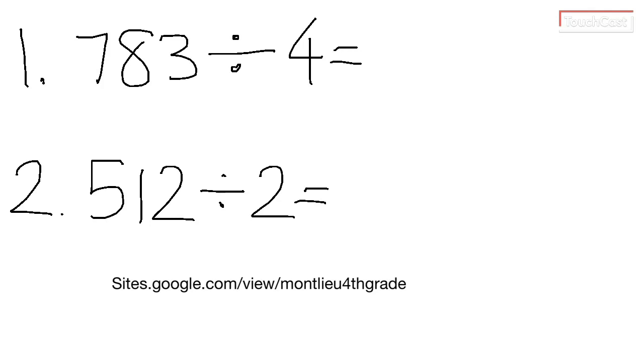Hey families, I hope this clarified some questions you may have had about our new division strategy. It's very similar to long division. It's just a more conceptual understanding. It breaks it down into hundreds, tens, and ones, whereas the standard algorithm sort of just relies on numbers and moving it down.